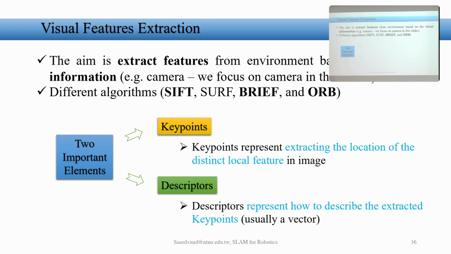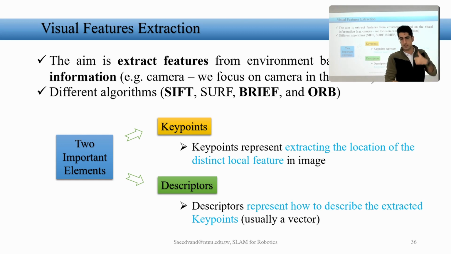So these techniques have two steps, or two elements. First of all is extracting the key points. The key points are the locations of the distinct local features in the environment. After extracting the key point, we need to describe it. So this is the key point. Okay, I found out that this corner over here is the feature that my camera sees. But how to describe it? We need techniques that describe the extracted key points.